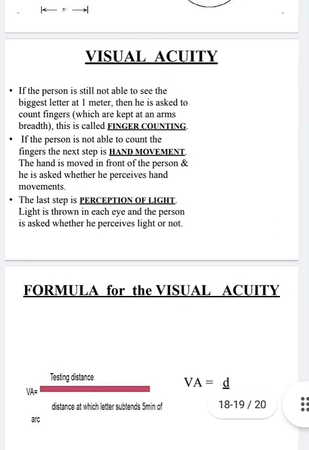Formula for visual acuity: visual acuity VA is equal to testing distance over the distance at which the letter subtends 5 minutes of arc, and this visual acuity is indicated by small d over capital D.